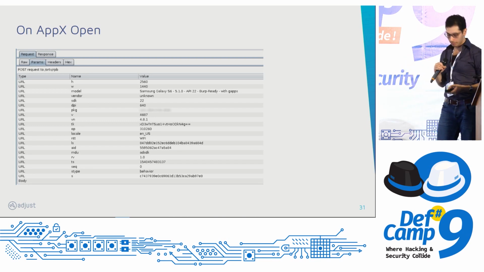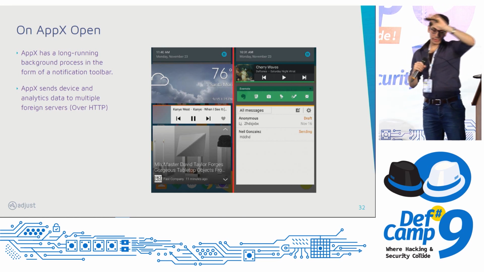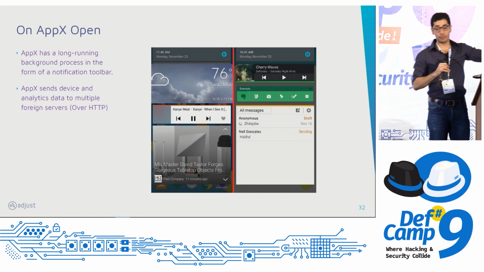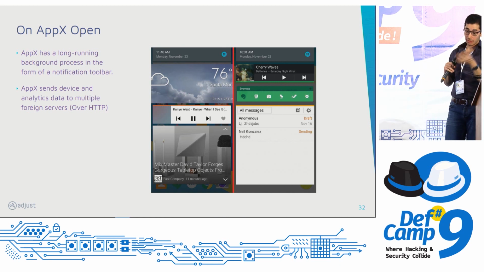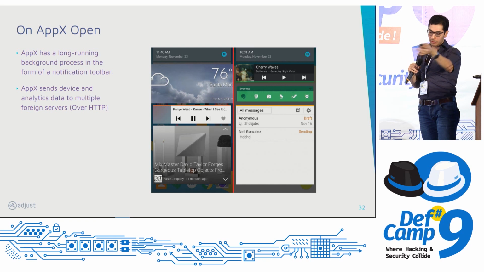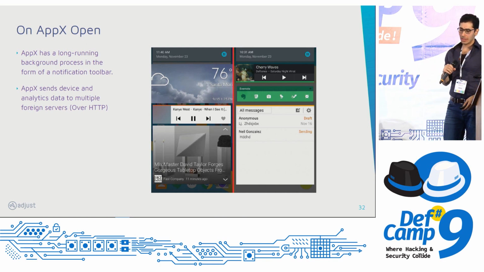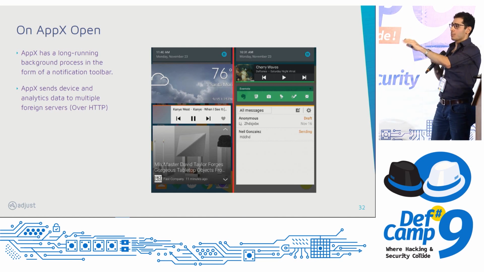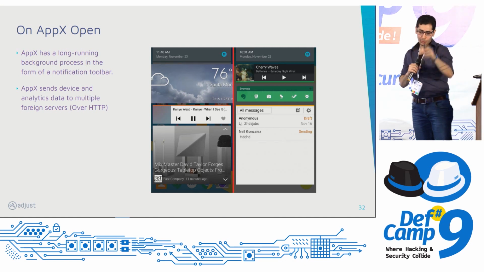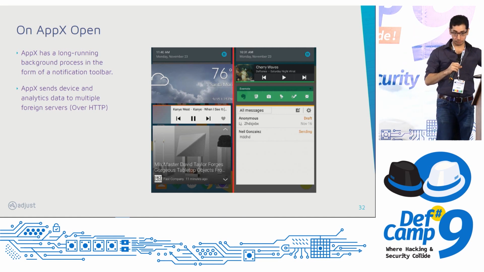So when you open AppX, it has a long-running background process in the form of a notification toolbar. These are two examples of a notification toolbar, just so that you can have a picture. So we have in here Spotify, and in the other one, I think this is Yahoo Weather. And please don't take this slide and say that I'm saying bad things about Spotify and Yahoo Weather. I love these people. I have them in there. So AppX is sending device and analytics information over HTTP.